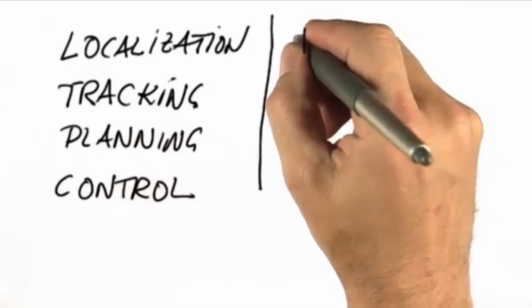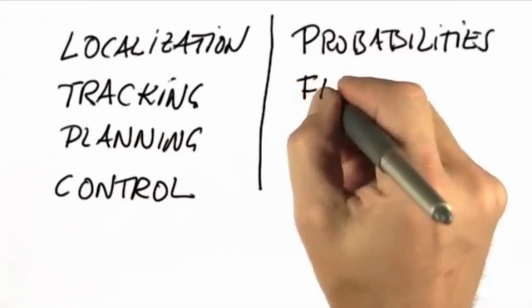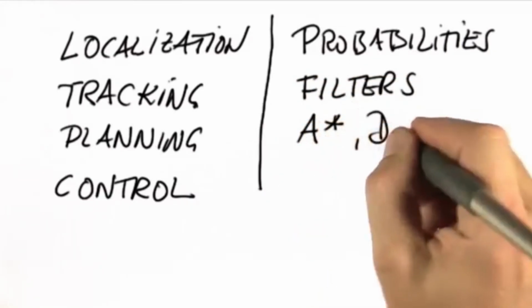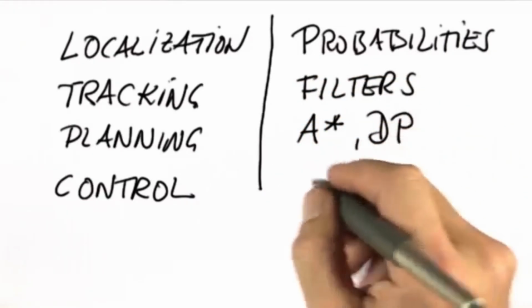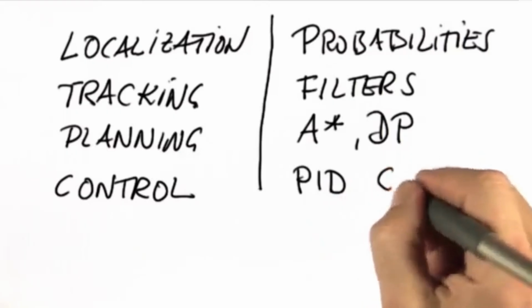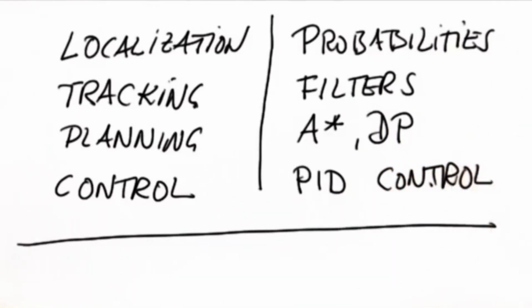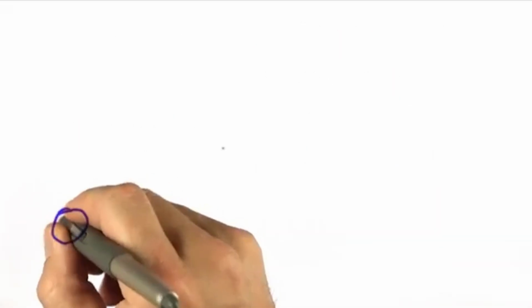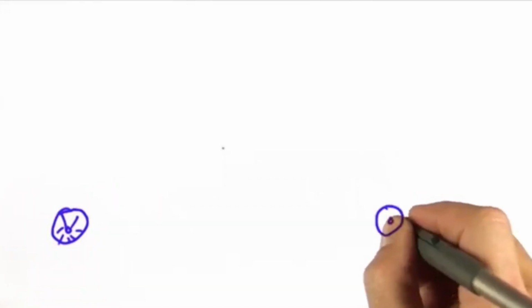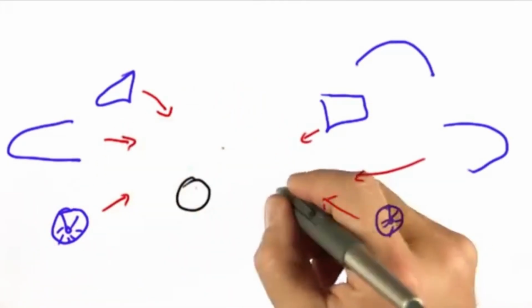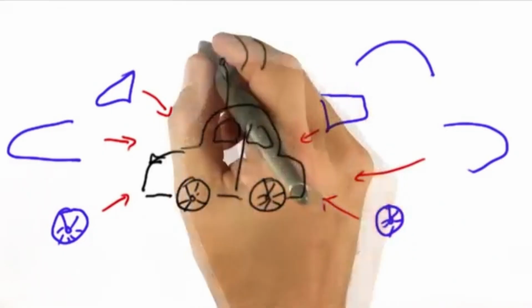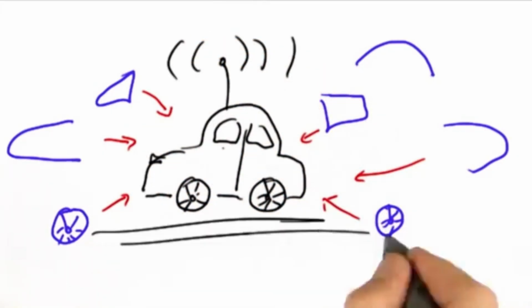And you also learned about probabilities, so-called filters. You learned about A star, dynamic programming, DP, and about PID control. There's a lot of stuff, and you implemented quite a bit. So today, we take all those pieces and we put them together to build a true robotic self-driving car.